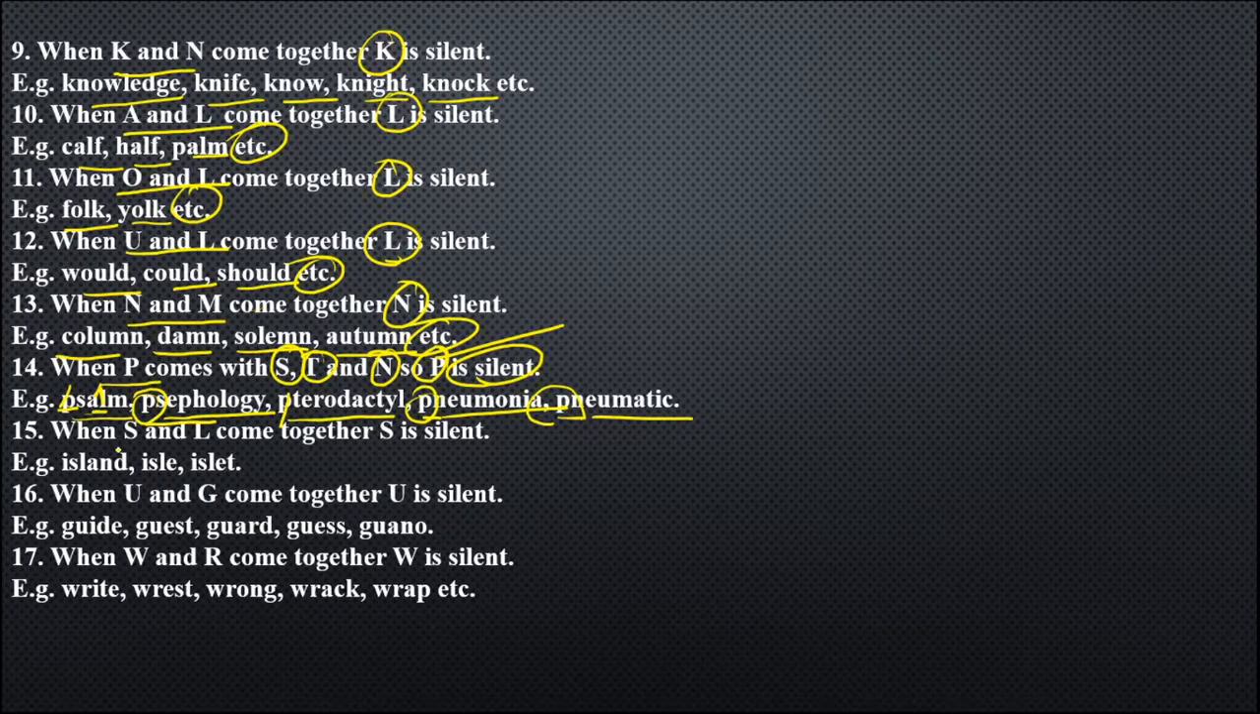And when S and L come together, you will not read S, like we say island, isle, and islet. In the same way, when U, G come together, you will not read U, like we say guide, guest, guard, guess, guano. And when W and R come together, keep in your mind, you are not going to pronounce W. We say write, rest, wrong, wreck, wrap, etc. Hope you got this one.